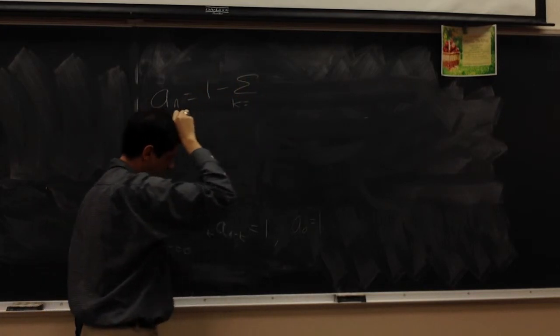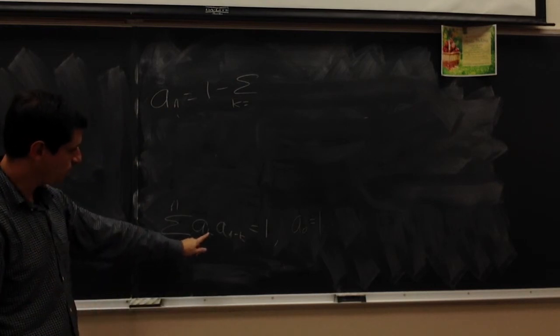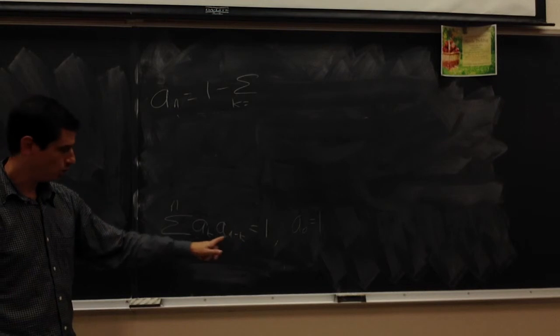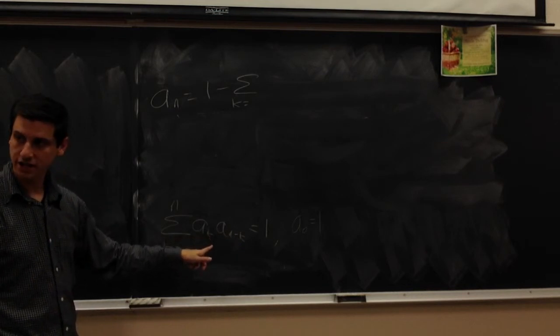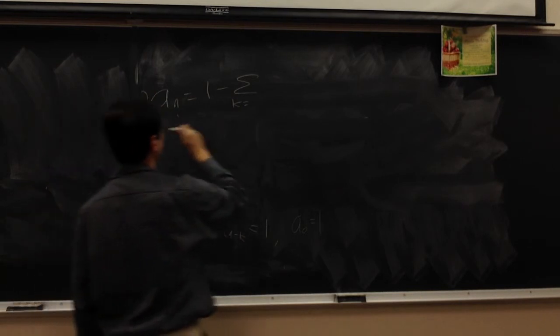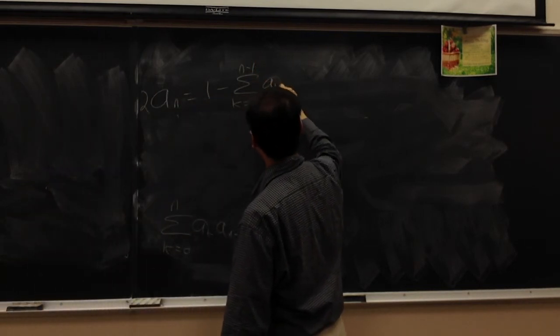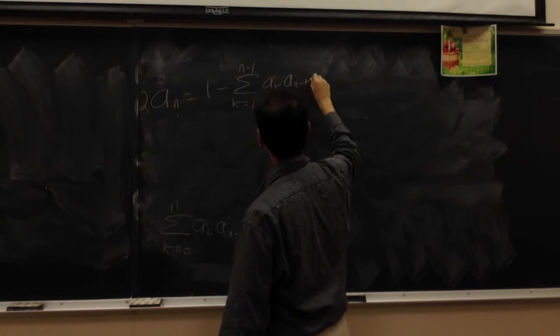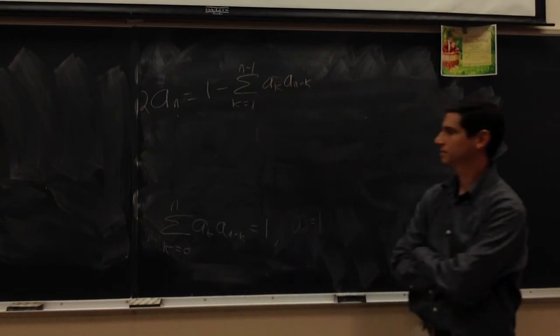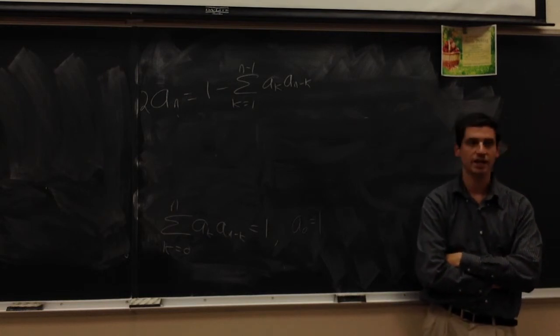K goes from, we've got to be a little bit careful. When k equals 0, we have an an here. When k equals n, we have an an here. So we get 2an is the sum, I think k goes from 1 to n minus 1 of ak an minus k. And now, if we know the previous values, we can figure out an.